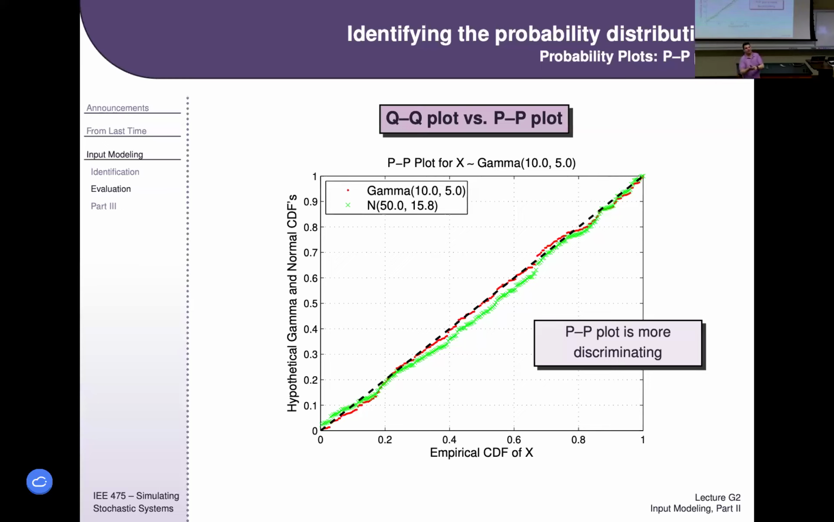That's my PP plot. So, questions about that? You do the QQ plot first. If you get a couple things that fit, then you do the PP plot to split them up.